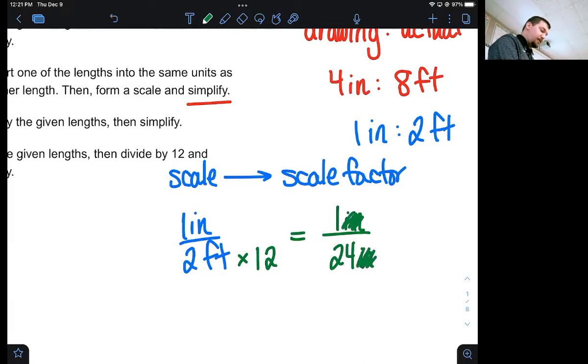And so our scale factor for this problem, although we don't need to write it, we are going to have to do it on tomorrow's quiz. We'll have to find the scale factor. Would be 1/24. So excuse me, make sure for tomorrow's quiz that you know that there's 12 inches in a foot, because that's going to be really important.